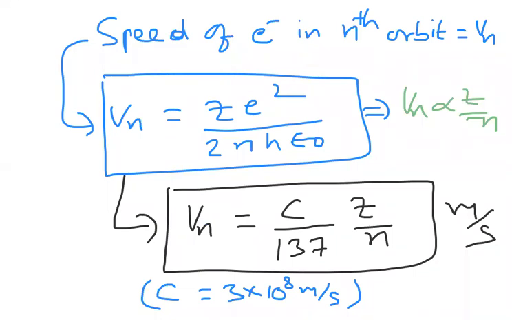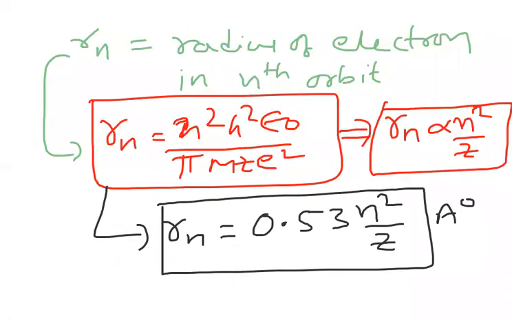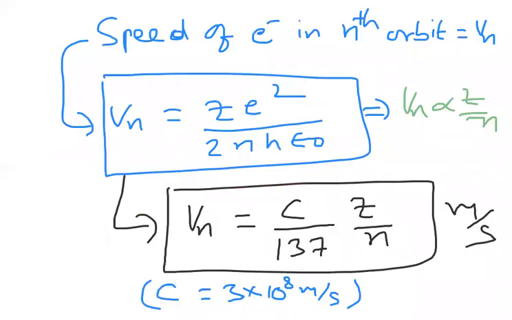Already we discussed two things now. One is the radius of electron in nth orbit, and this is the formula for it. Now we got the speed of electron in nth orbit. Two things we noticed: speed of electron and radius of nth orbit. Next, as we know the speed, our immediate next target is kinetic energy.